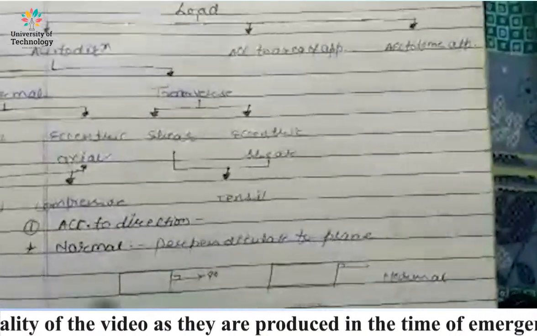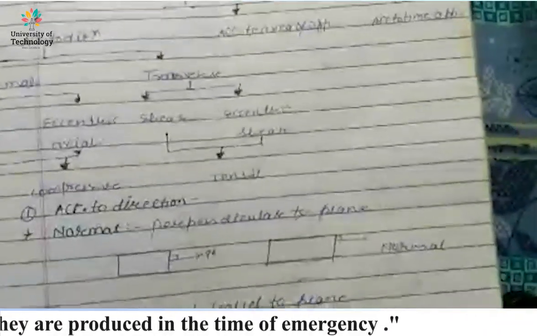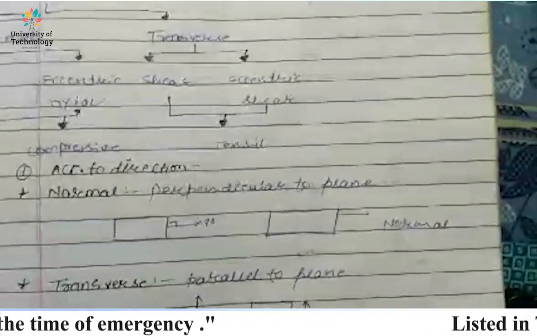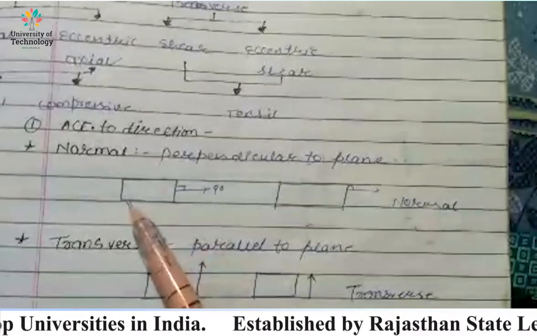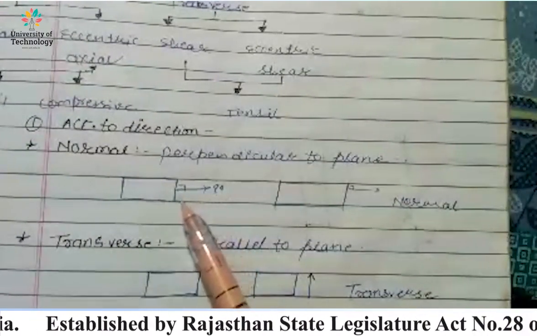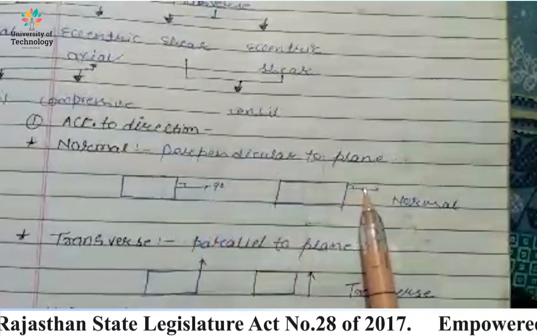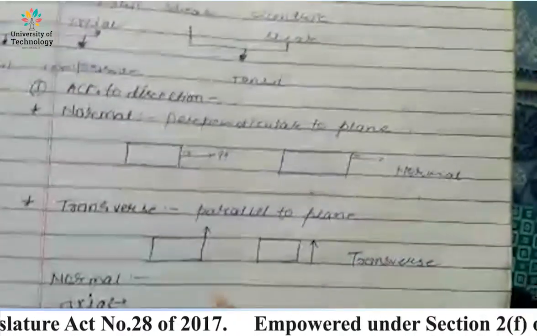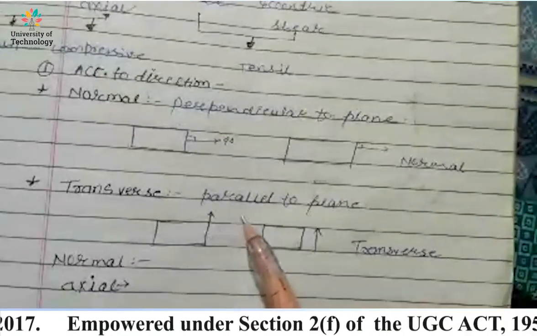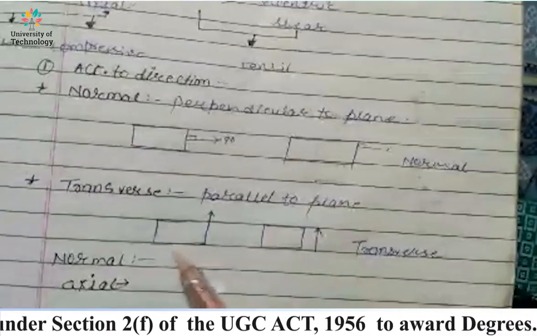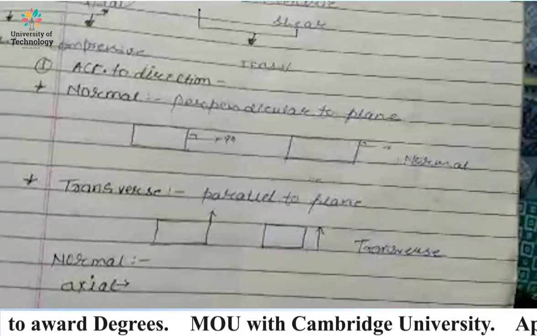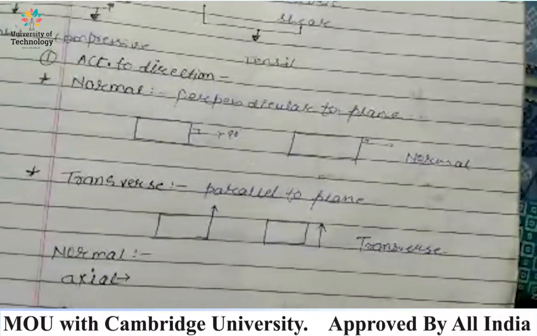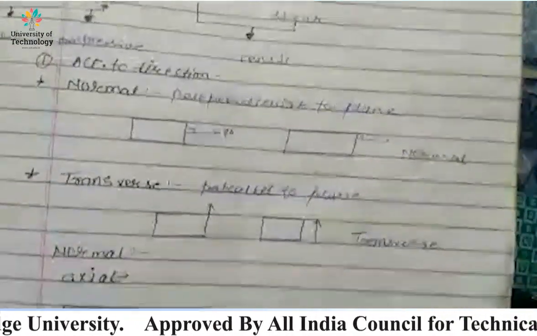We study the first type according to the direction, that is normal. So this is the normal load on the beam. This is normal to the axis and perpendicular to the plane, right? Second is transverse, that is parallel to the plane. So this is the plane and this is the force parallel to the plane, that is known as transverse direction.